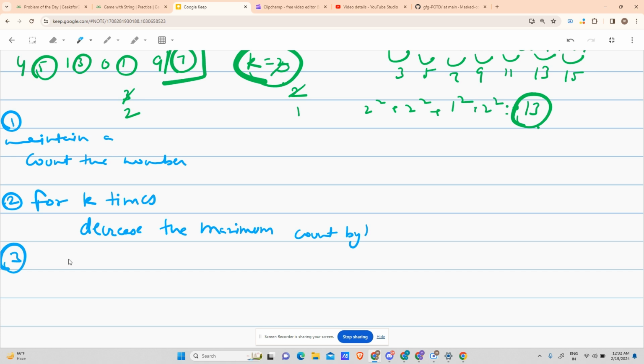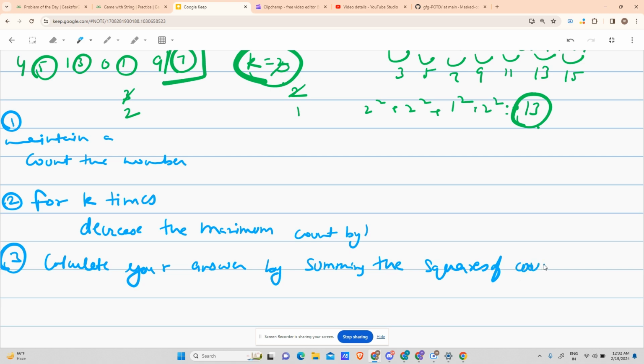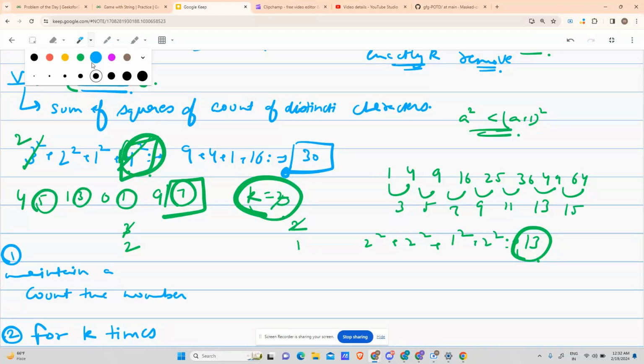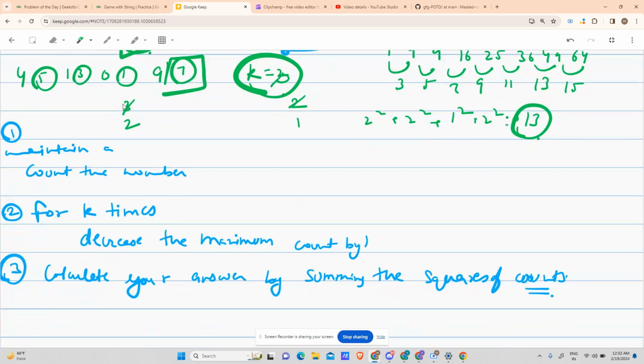The third step was, after k number of times it happened, calculate your answer. How can you calculate your answer? By summing the squares of counts. This was the algorithm which we were using to find out the answer, correct? Okay. So, how can I do this?